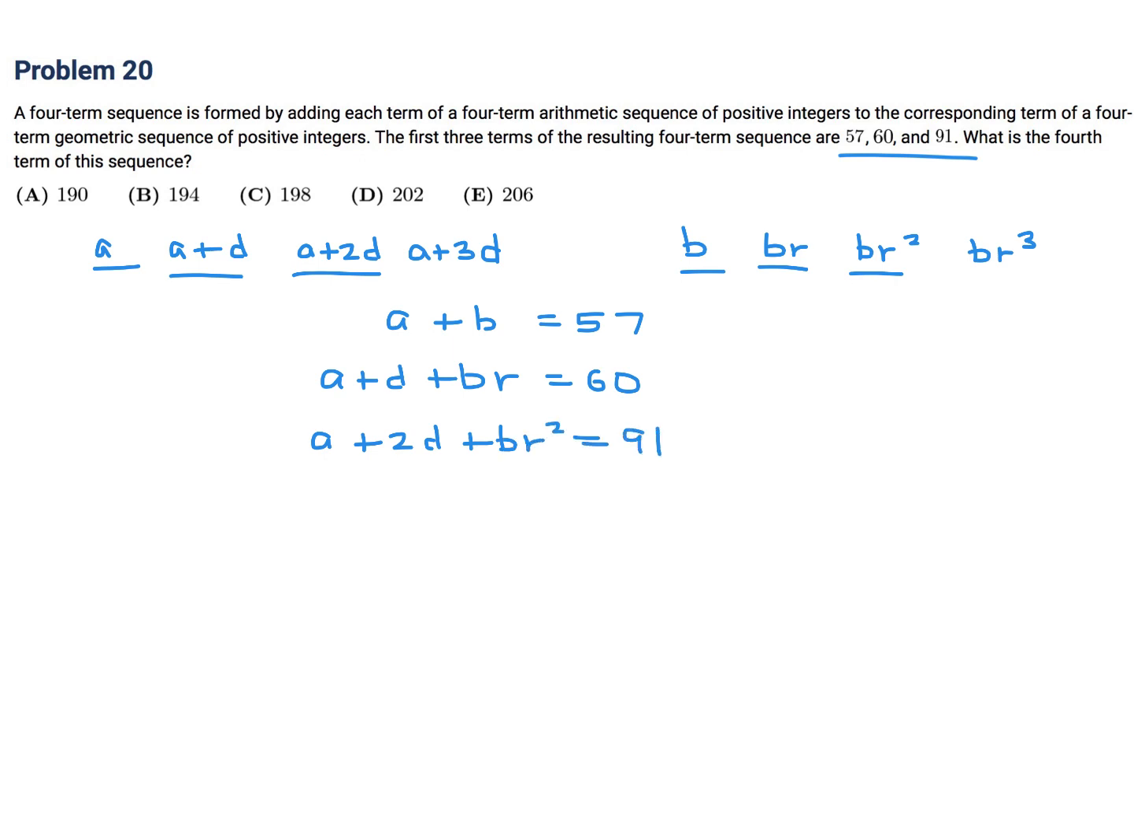And what do they want? What is the fourth term of this sequence? So according to the same philosophy, A plus 3D plus BR cubed, and that is what they want. That is what we are interested in trying to figure out in this question. Okay, so I guess we first need to figure out the numerical values of A, B, R, and D.